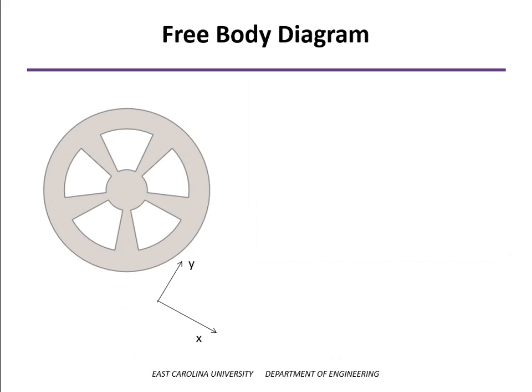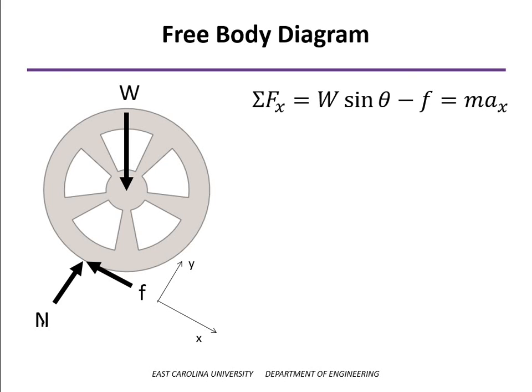So let's draw a free body diagram of the roller, and we've shown the x-axis as being down the ramp and the y-axis perpendicular to that. So the forces acting on the roller include its weight, normal force between the roller and the ramp, and also a friction force that causes the roller to roll. And so we can apply our equations of motion here.